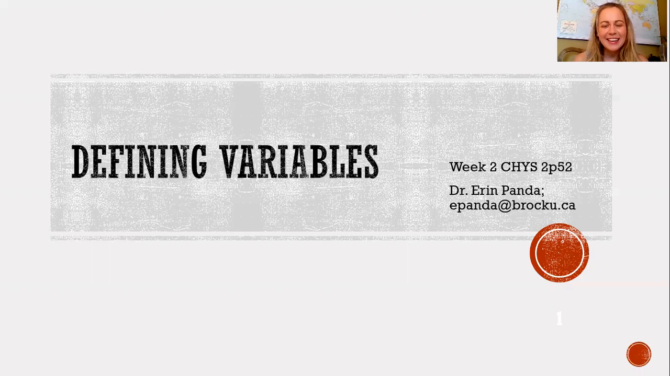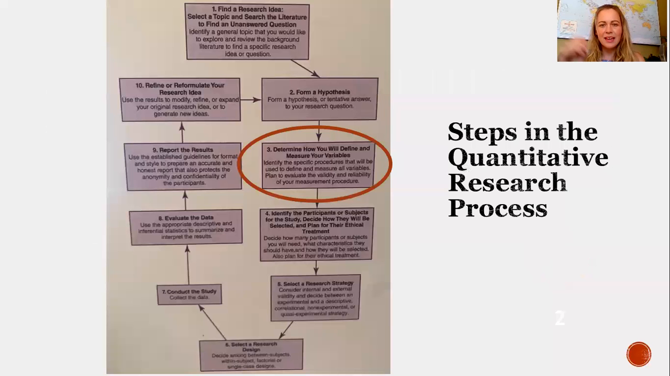Hi guys, Erin here. In this video, you'll learn about defining variables, or how you can take an abstract, fuzzy concept like mental health, creativity, intelligence, and turn it into something tangible and concrete that you can observe and measure. And we'll also be talking about some of the consequences of this. Here's where this video fits into the context of our course and in the quantitative research process.